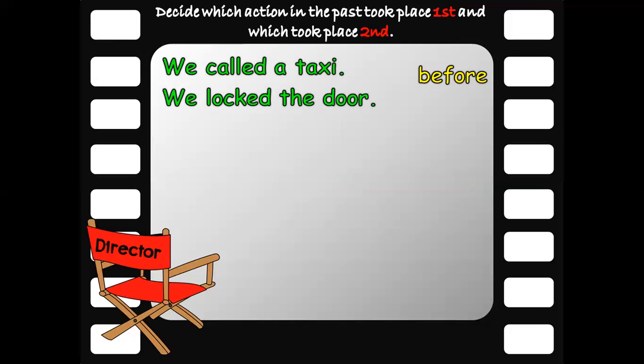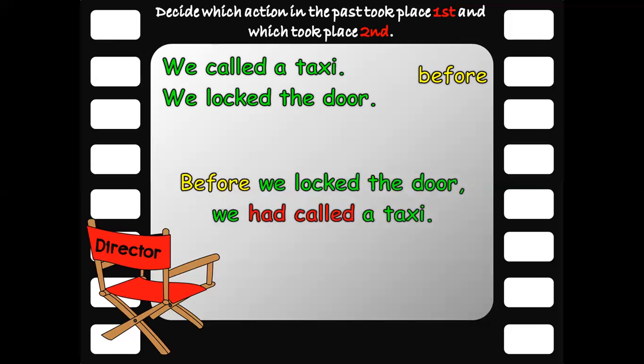We called a taxi. We locked the door. The sentence can be, before we locked the door, we had called a taxi. So now we can decide that called is the first action. How do we know that? Because we put it in the past perfect and said had called. And locked is the second action because it's still in the past simple, locked. Before we locked the door, we had called a taxi.